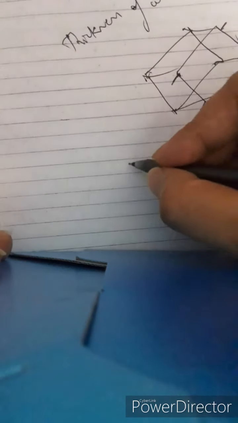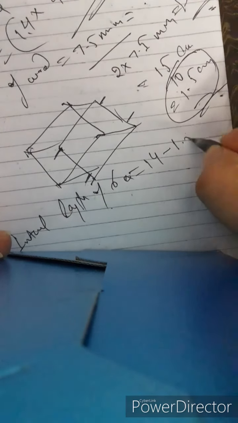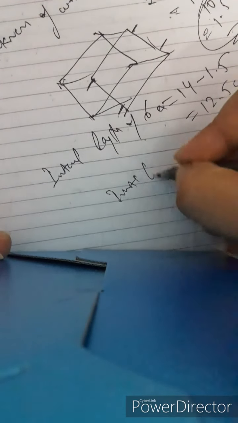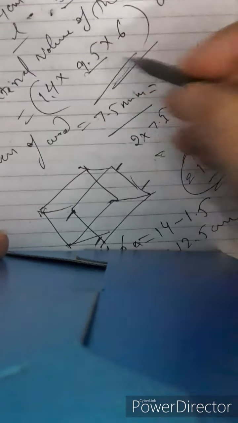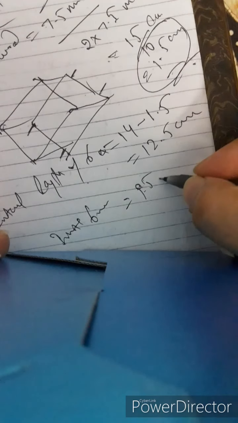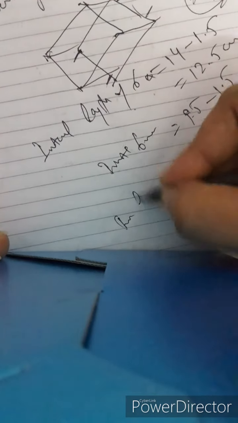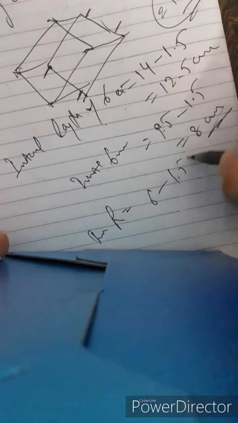So the internal length of the box becomes 14 minus 1.5 equals 12.5 centimeters. Similarly, the internal breadth of the box: breadth was 9.5, so 9.5 minus 1.5 equals 8 centimeters, and the internal height: height was 6, so 6 minus 1.5 equals 4.5 centimeters.